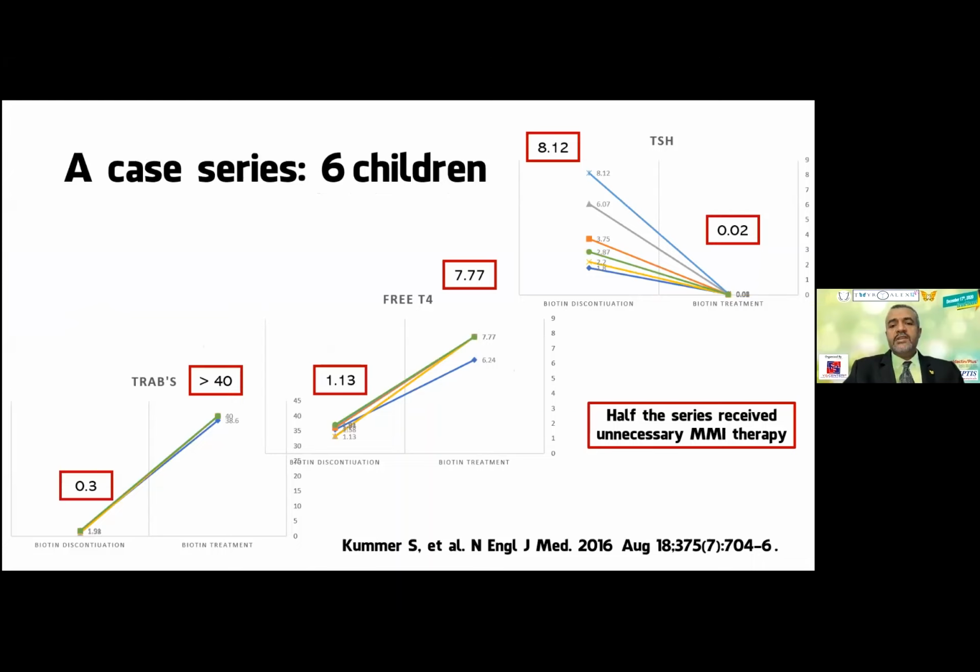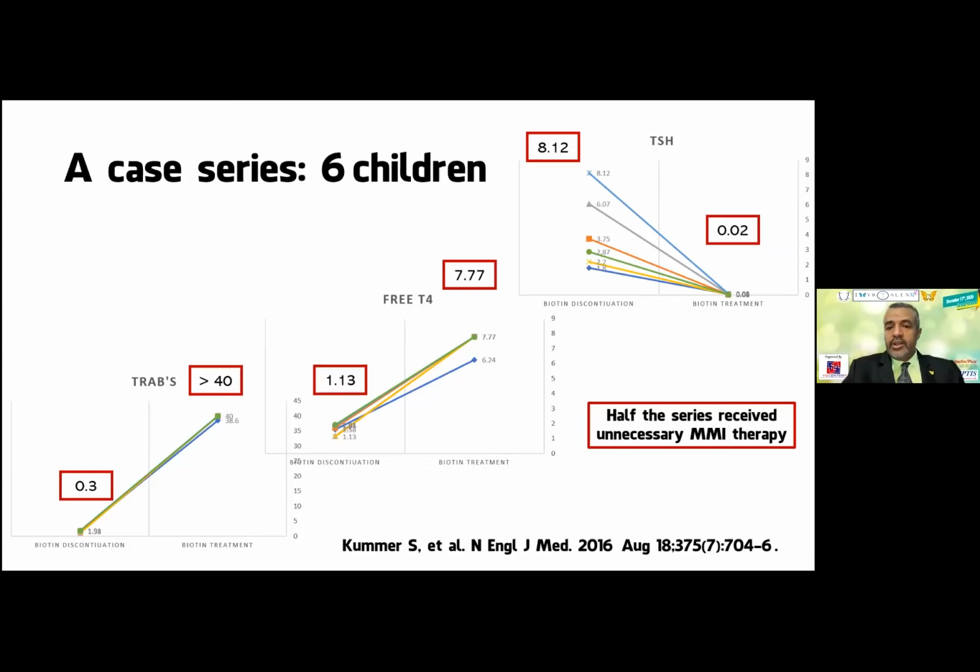So this is an example. This was a case series of 6 children who were taking biotin to treat some inherited inborn errors of metabolism. When they measured the thyroid function tests for these 6 children, look at the results during biotin treatment. During biotin treatment, they exhibited a very high free T4, ranging from 6.2 to 7.7.